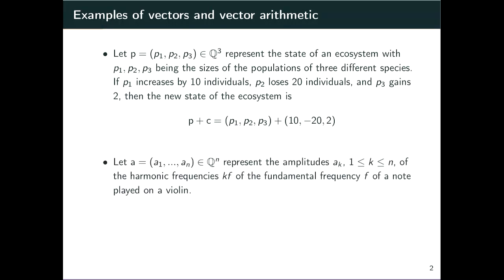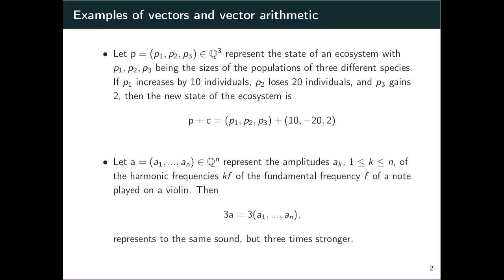Another example we can look at is a vector in n-dimensional space representing the amplitudes of different harmonic frequencies, so different multiples of our fundamental frequency f. If we multiply this vector by 3, all we're doing is representing the same sound, but 3 times stronger. You're just multiplying the amplitude of each different frequency by 3.